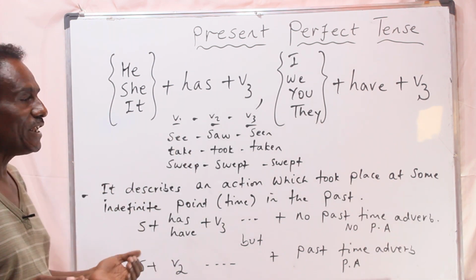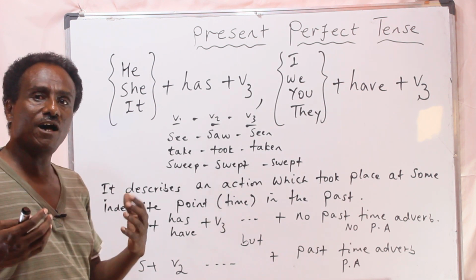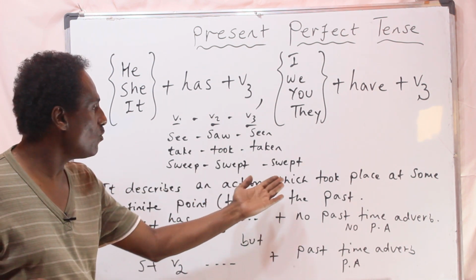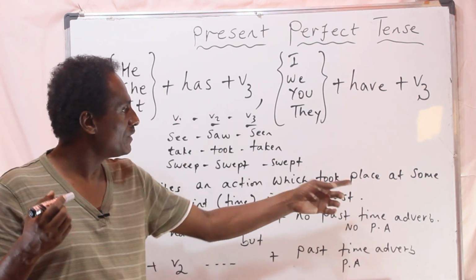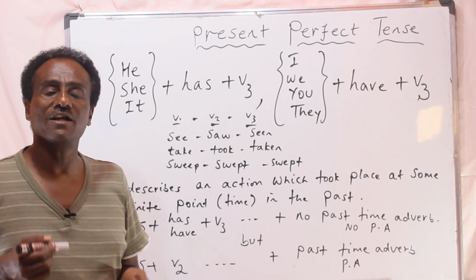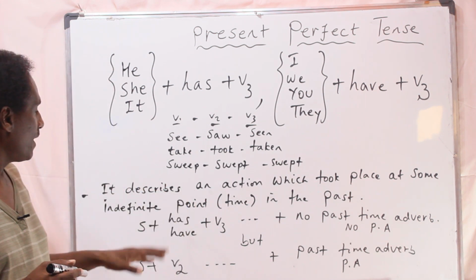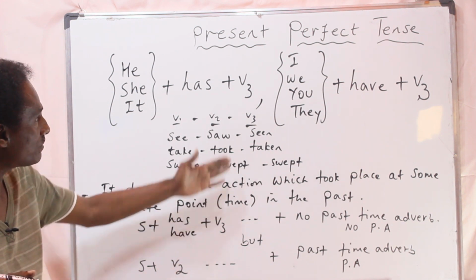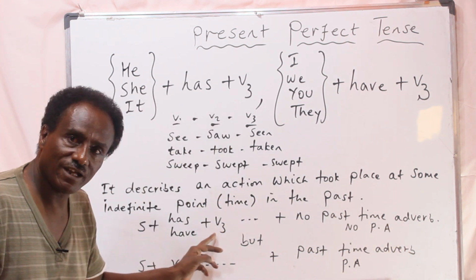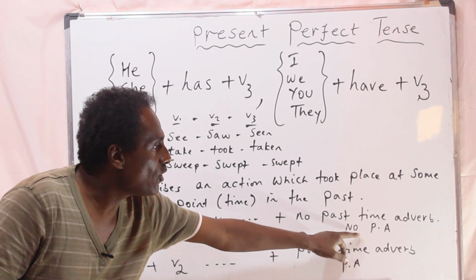All right. So, let's go directly to the use of present perfect tense. So it describes, it suggests an action which took place, which happened or occurred at some indefinite point or time in the past. ድርጊቱ ተፈጽሟል in the past ግን መቼ እንደተፈጸመ specific time ግን አይታወቅም አይገለጽም ነው። Subject plus has or have plus verb 3, present perfect ነው እንጠቀማለን, if there is no past time adverb. ይሄ action verbው የተፈጸመበትን ጊዜ ካልተገለጸ, no past time adverb.